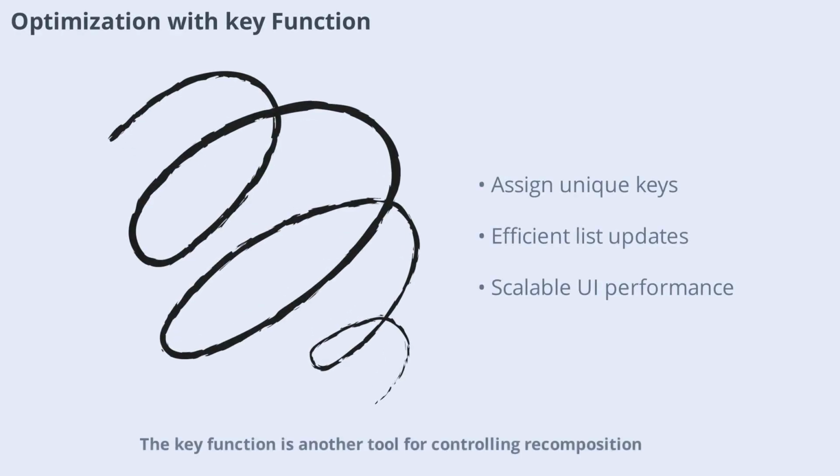The key function is another tool for controlling recomposition, especially in lists or collections. By assigning a unique key to each item, Compose ensures that only the changed items are recomposed, not the entire list. For example, in a names list composable, the key function helps manage state changes efficiently. This targeted recomposition is essential for building scalable and performant UIs, particularly when dealing with dynamic data sets.